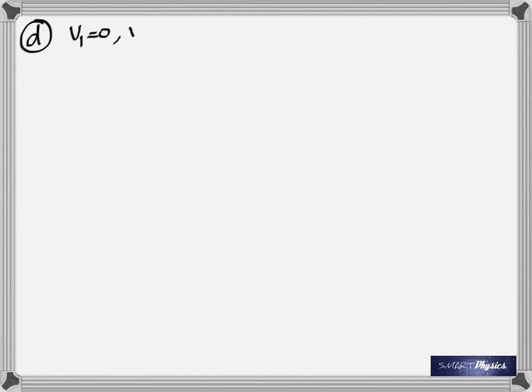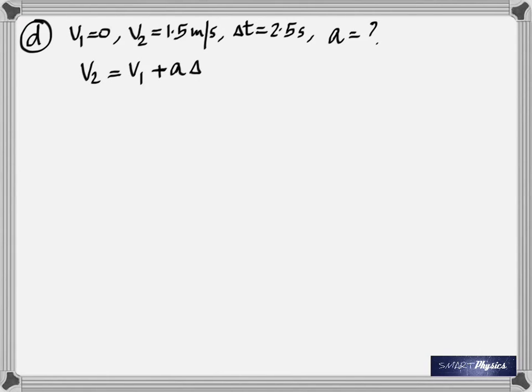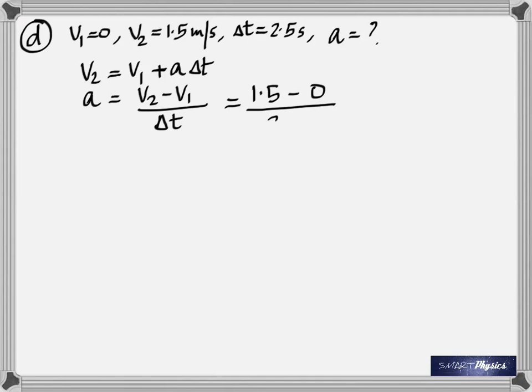What's the initial velocity? 0. What's the final? Did it say that the final velocity is 1.5? Because I cannot see the question anymore. Yes. Okay, 1.5 meters per second. And so the time was given as 2.5 seconds. And so you calculate the acceleration. And the equation is v2 is v1 plus at. You find the acceleration, which is 1.5 minus 0 by 2.5. And you get the acceleration.